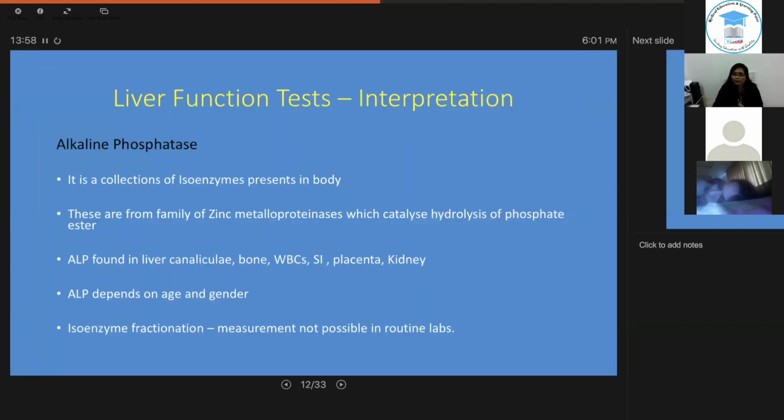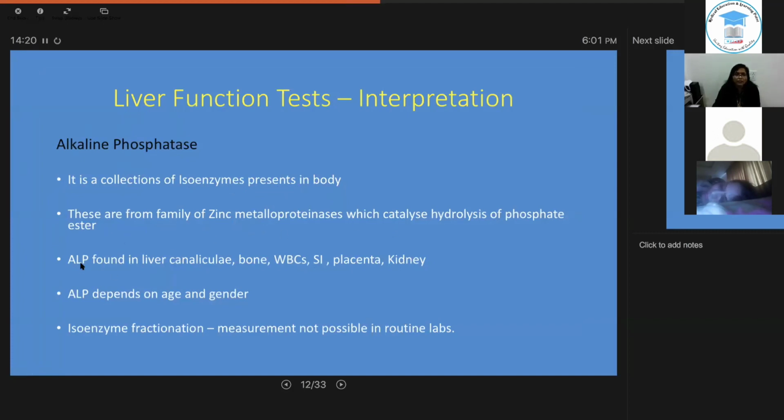So the second important parameter is alkaline phosphatase. What is alkaline phosphatase? This is a collection of isoenzymes which are present in the body. They are from the family of zinc metalloproteinases. What it does, it catalyzes the hydrolysis of phosphate ester.